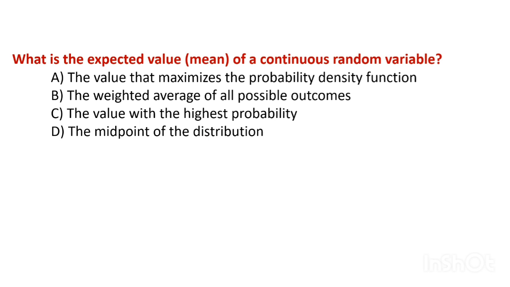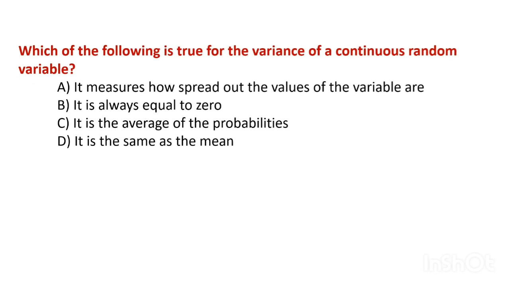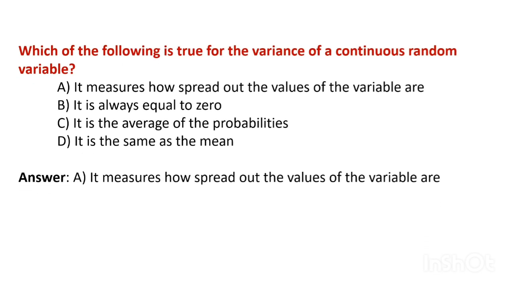What is the expected value of continuous random variable? The expected value is the average of all possible outcomes weighted by their probability, so the correct answer is B, that is weighted average of all possible outcomes. Which of the following is true for the variance of a continuous random variable? Variance quantifies spread or dispersion of the values about the mean, so the correct answer is option A.